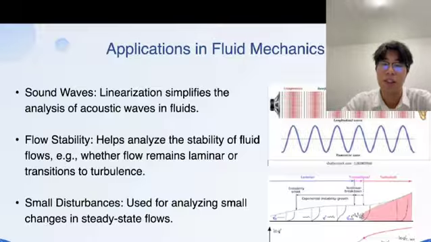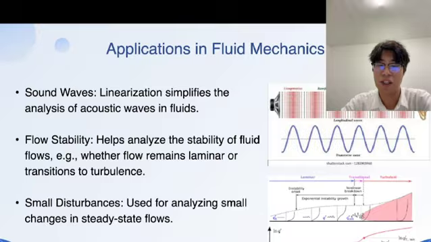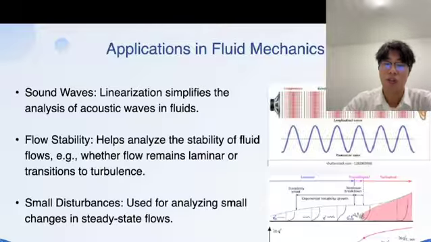For instance, in acoustic wave propagation, the pressure and velocity perturbations are small and linear, allowing us to use the simplified wave equation to describe the behavior of sound waves in a fluid. Similarly, when studying the stability of a fluid, for example in a pipe, linearization allows us to analyze how small disturbances grow or decay, helping us predict whether the flow will remain stable or transition to turbulence.